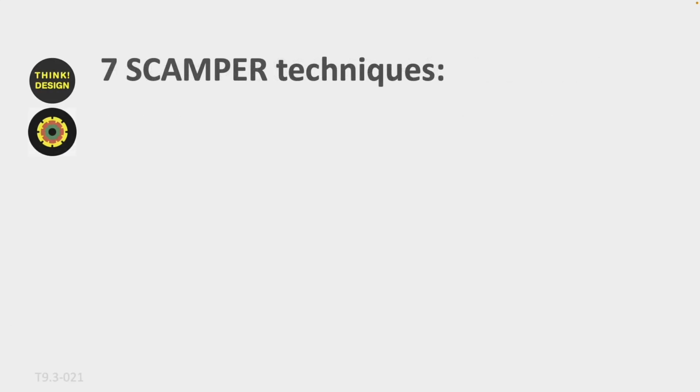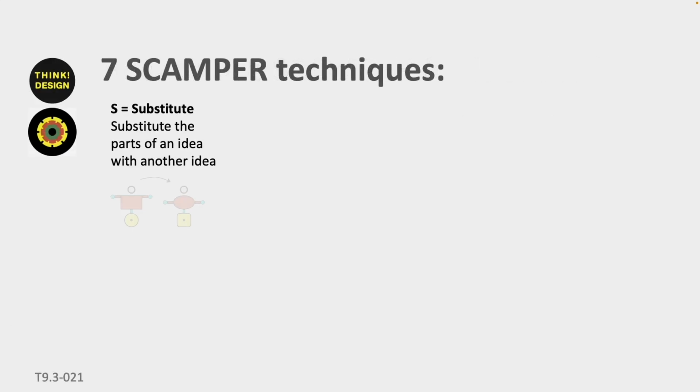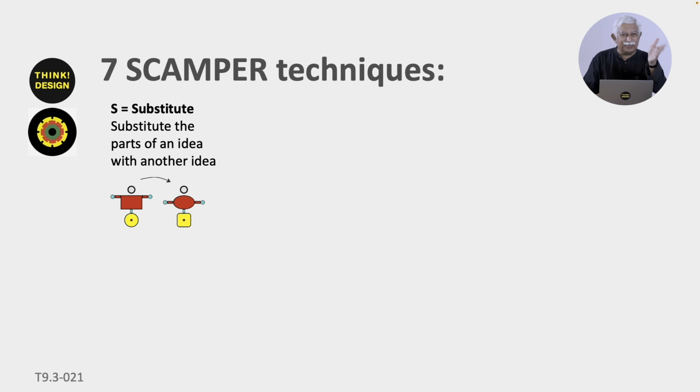Again, we've taken a simple toy. That's the toy. Now you substitute parts of this idea with another idea. So the sphere has become a cube here. The body has become an ellipse here. Okay, so you got different parts doing it.